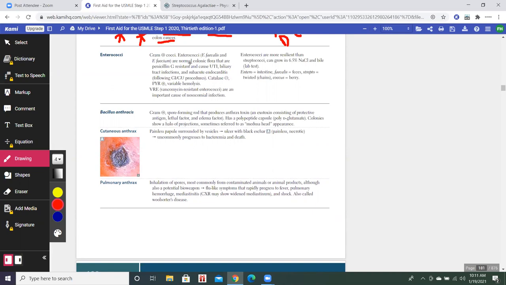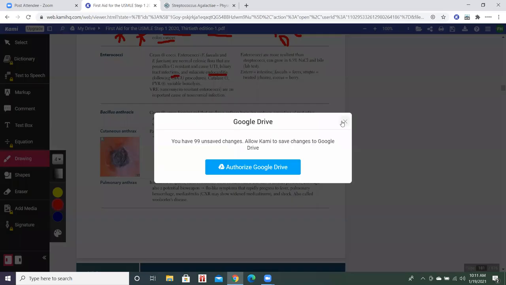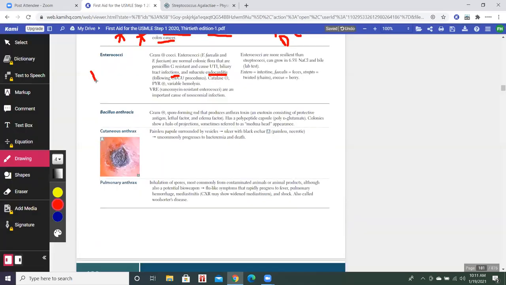They are normal colonic flora that are penicillin resistant and cause UTI, biliary tract infections, and subacute endocarditis once again. They are catalase negative and PYR positive. Enterococci are most common for causing UTIs. Okay, so most of the questions are going to come from a patient who is suffering from UTI.